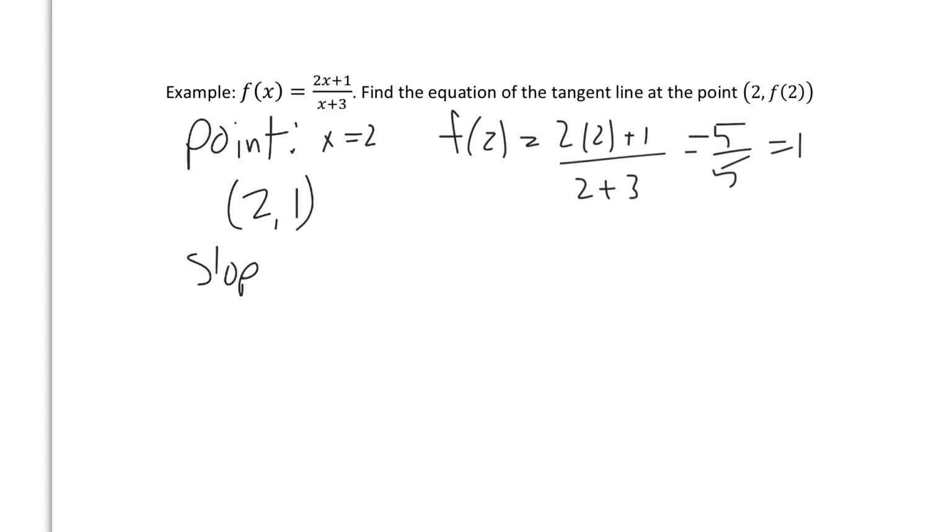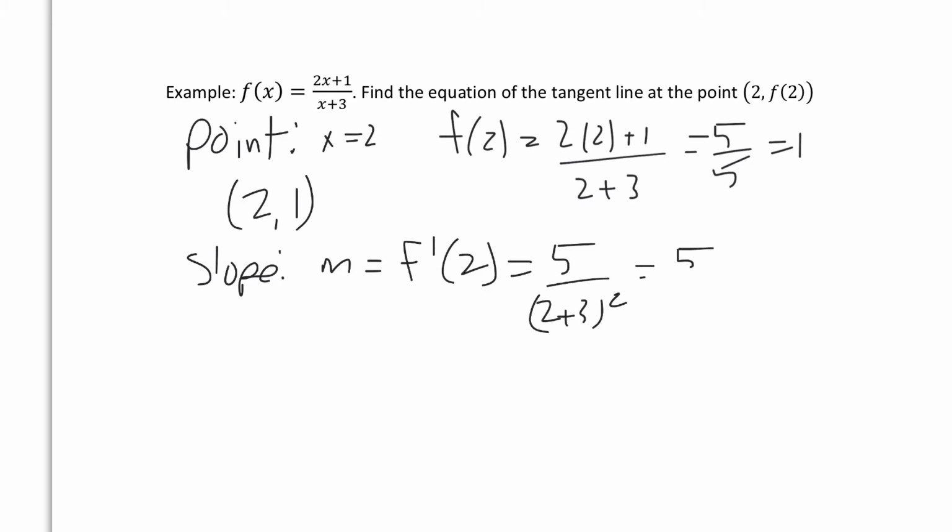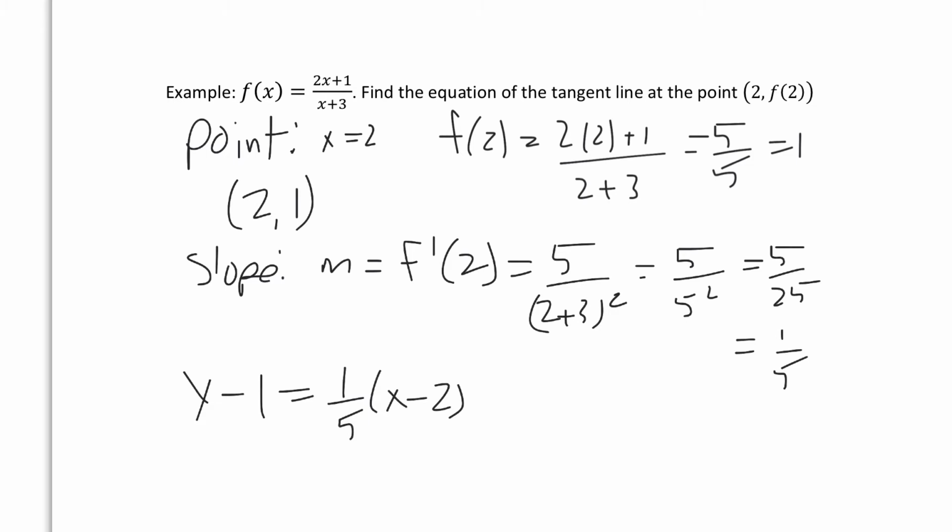And then we need a slope. To find our slope, we just do m equal to f prime of 2. We know f prime from the previous page, so it's 5 over (2 plus 3) squared, so 5 over 5 squared, so 5 over 25, which is just 1 over 5. Y minus y1, which is 1, equals m, 1/5, times x minus x1, which is 2. And there is our equation of the tangent line.